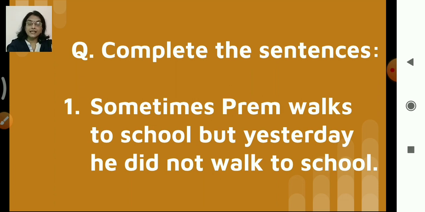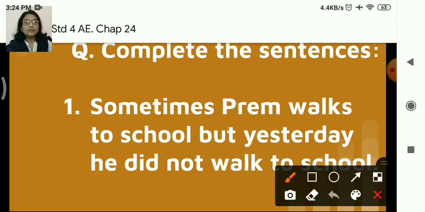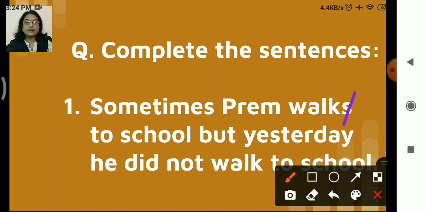But yesterday, he did not walk to school. We are talking about one day, right? So yesterday, we are talking about one day. What happened? He did not walk to school. So what is done here? We have removed the S in the other part of this sentence. Now, let's see again.